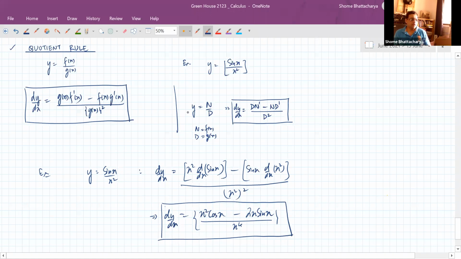So just note down the formula in both the forms, this form as well as this form, and go through the steps of this particular example carefully. Then we'll discuss more examples based on this.